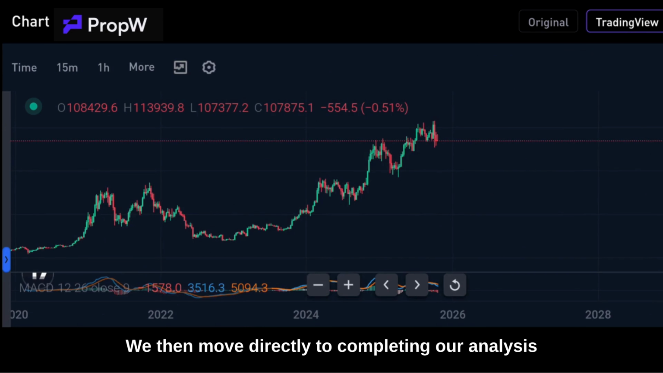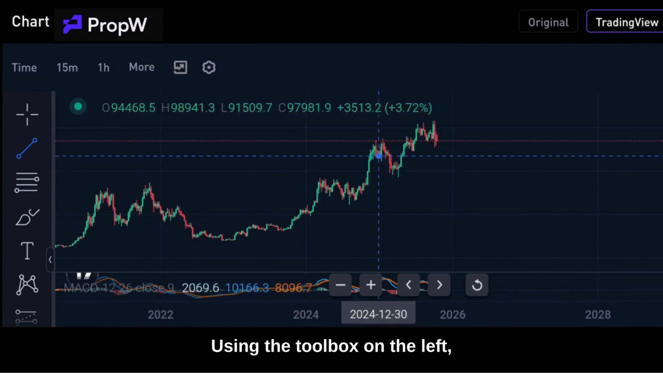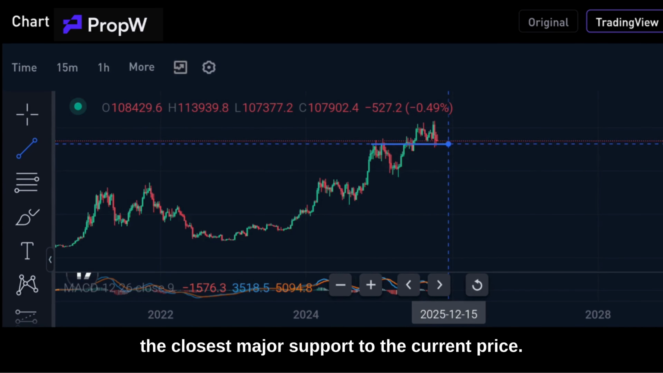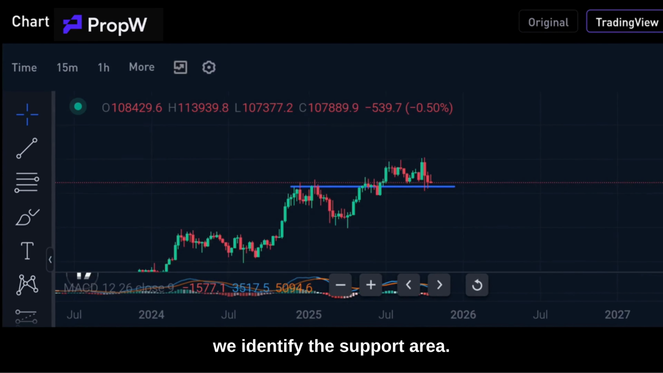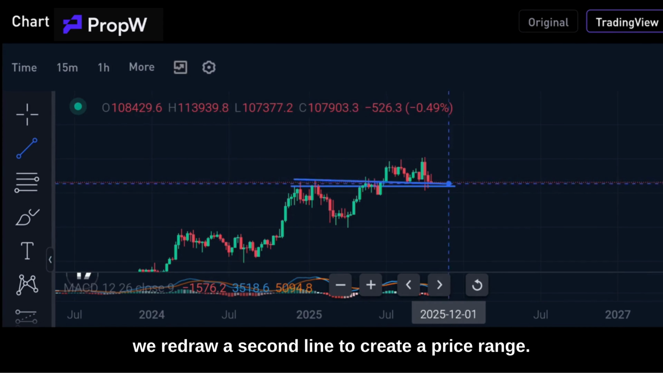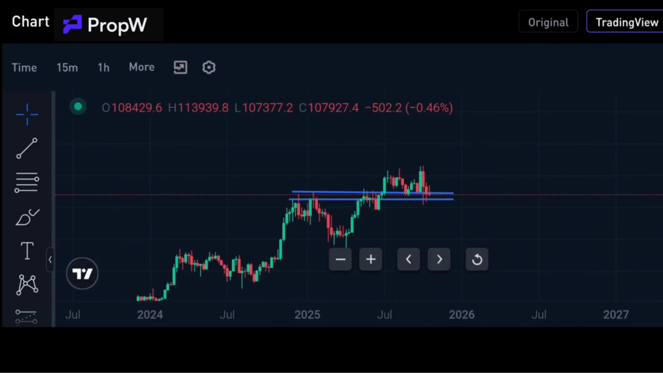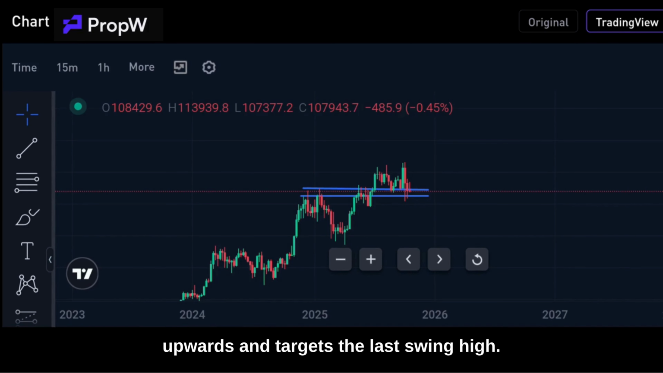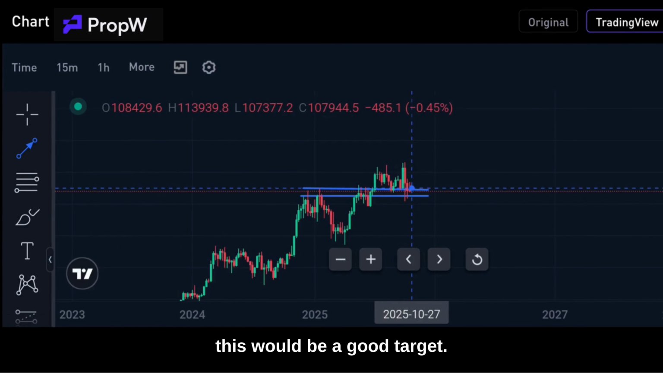We then move directly to completing our analysis by identifying major support on the higher frame, the weekly frame. Using the toolbox on the left, we select the Trend Line option to begin identifying the closest major support to the current price. Through the support and resistance lesson, we identify the support area. Since support is a range, not a single line, we redraw a second line to create a price range. We also learned that the price bounces off support upwards and targets the last swing high. Therefore, if we want to set targets, this would be a good target.